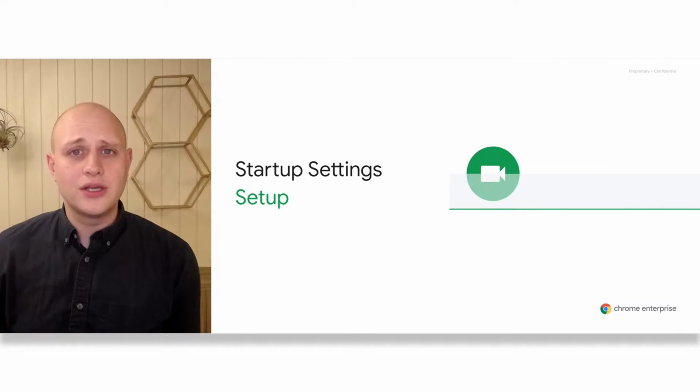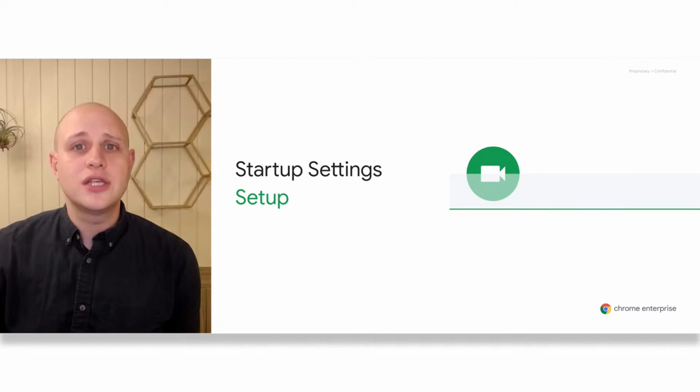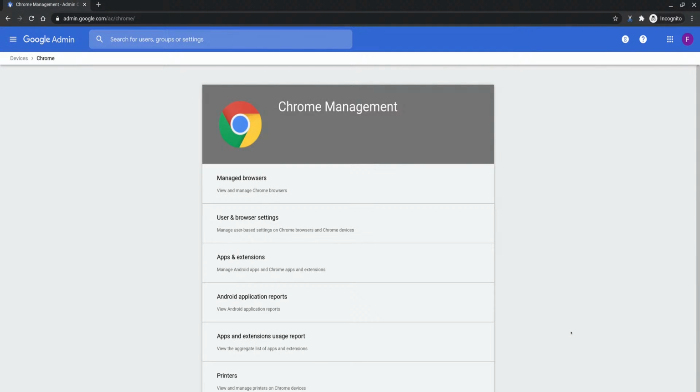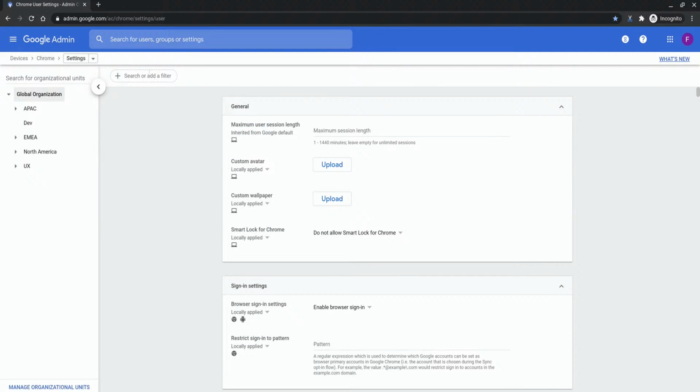So let's go into Chrome Browser Cloud Management and see what it looks like to set that up from an administrator's perspective. So here I am again in the main page of Chrome Browser Cloud Management. I'm going to go over to User and Browser Settings, and then in the search bar, I'm going to type in Startup.